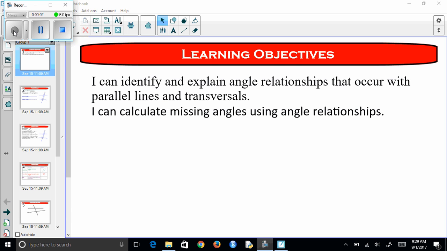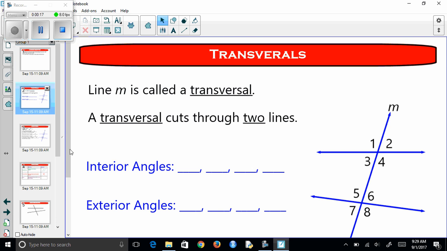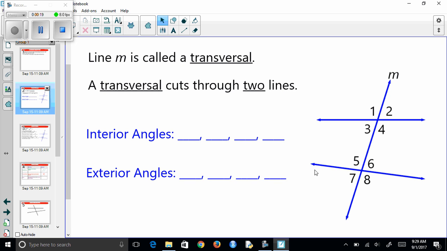Hello. Today we're going to learn about what happens when we have a transversal, and especially when it approaches parallel lines. First, we've got to figure out what a transversal is. So if we have two lines and a line cuts through both of them, we call it a transversal. So a transversal cuts through two lines.